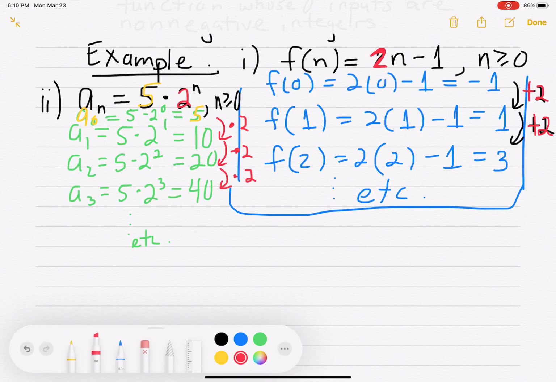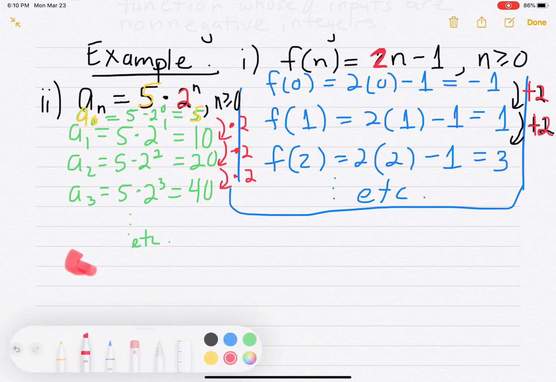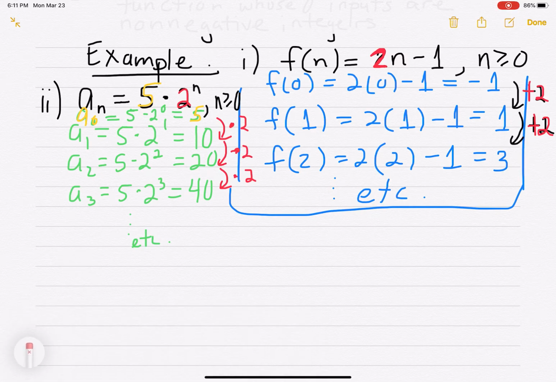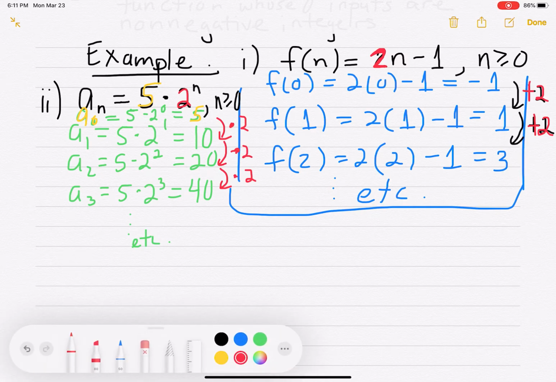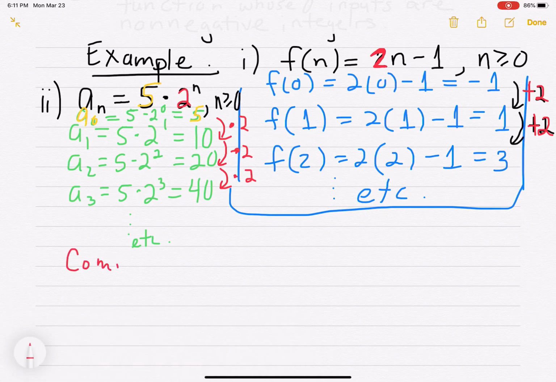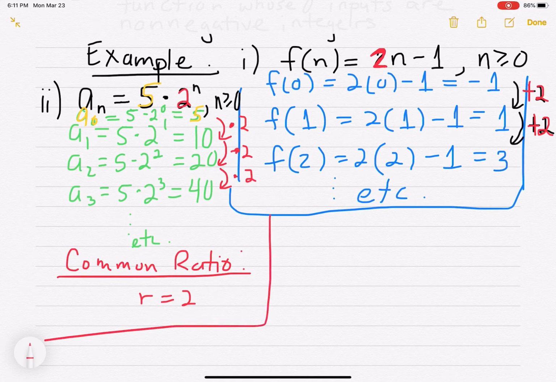I'll just write that to the side. The common ratio. So you have to multiply by it to get to the next term. It's 2. You deal with that in Calc 2. You deal with geometric sequences, and you do geometric series. Back here in number 1, we had what's called the common difference. So to get from one term to the next, you had to add 2 every time. So that's your D. It's 2.